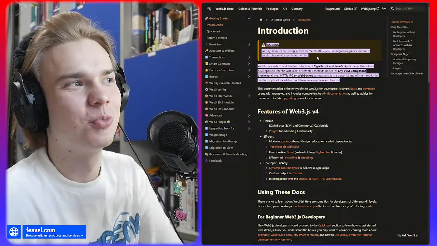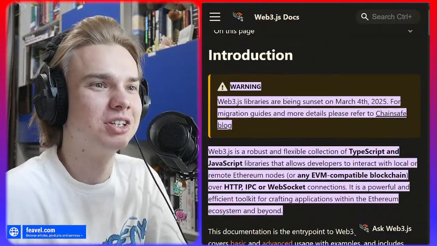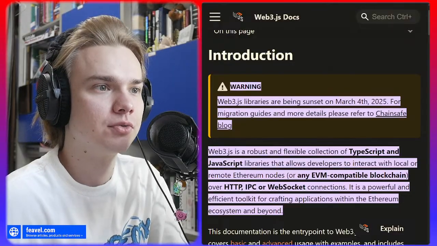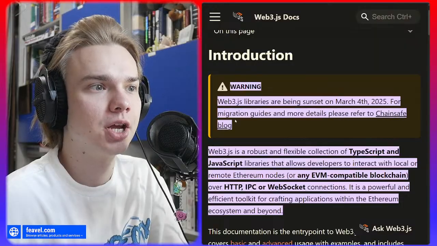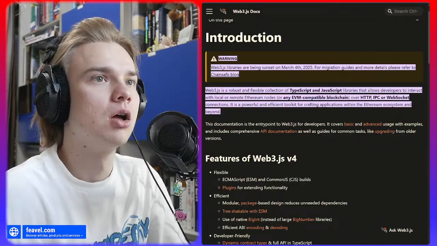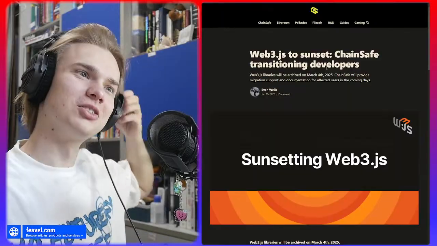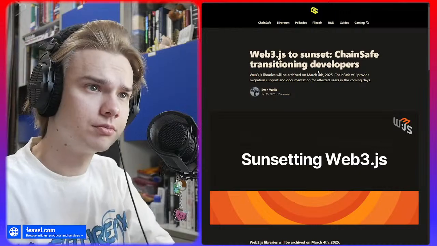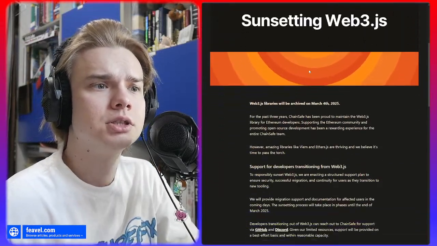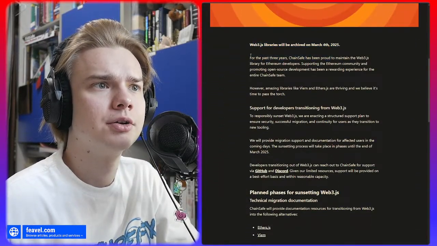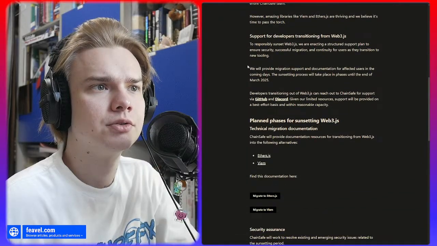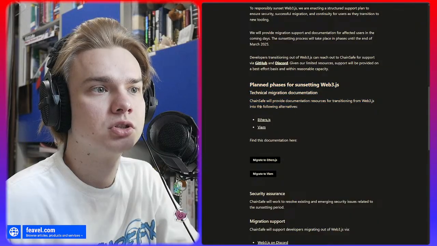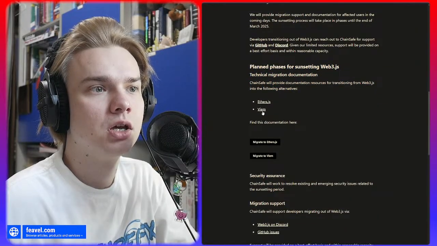So the second I open it up, it says that Web3 libraries are being sunset on March 4th, 2025. For migration guides, see the ChainSafe blog. Crazy. The moment I'm trying to explore it, it's already gone. Web3.js to sunset. Libraries will be archived, and developers will provide migration guides. Planned phases for sunset. We got Ethers.js and Viem.